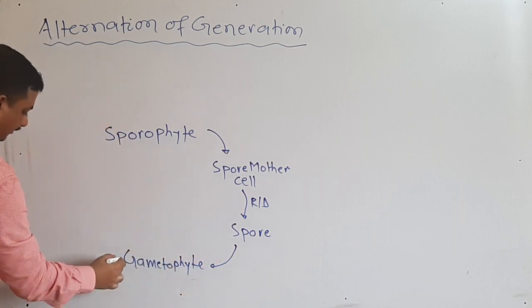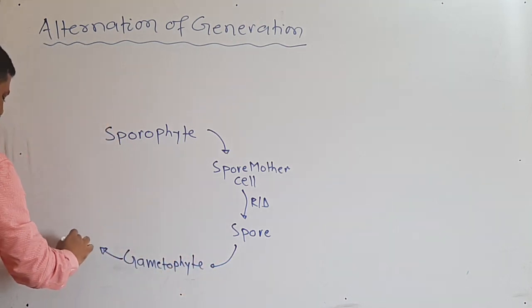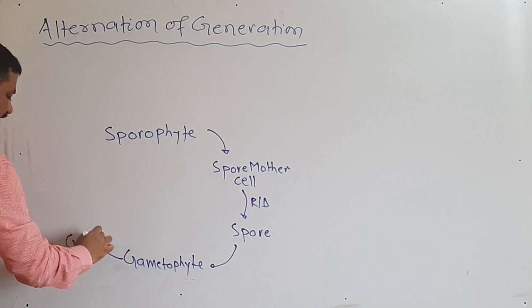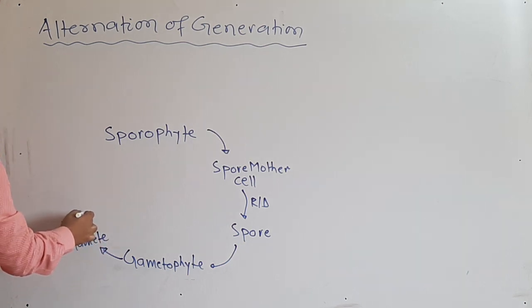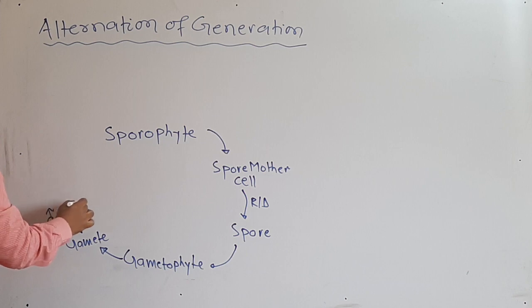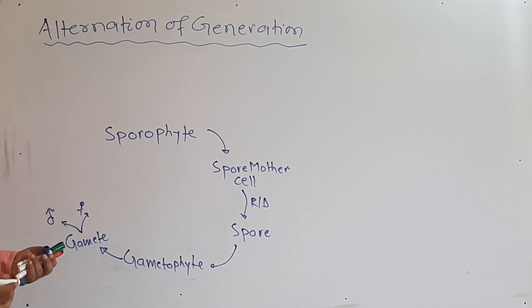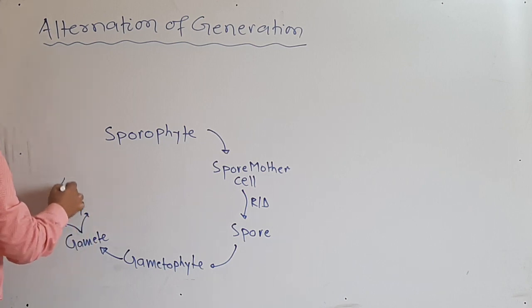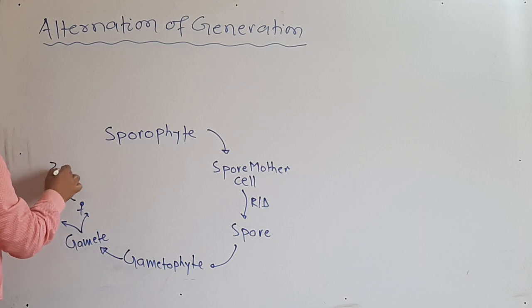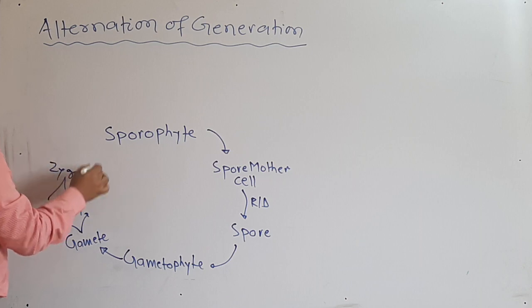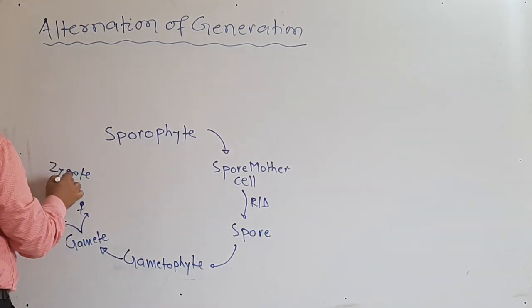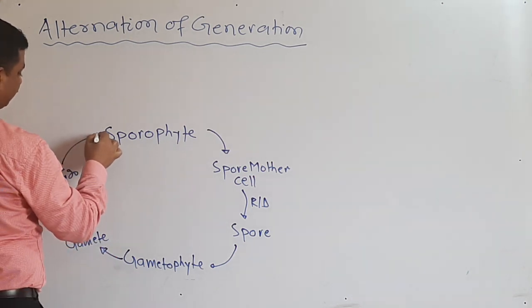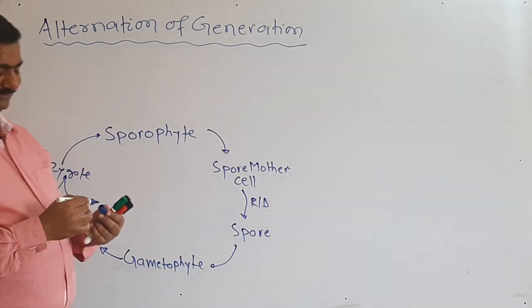This gametophyte will form gamete. That gamete will be either a male gamete or a female gamete. Later on there is fertilization. It forms zygote, and that very zygote now develops into sporophyte, right?